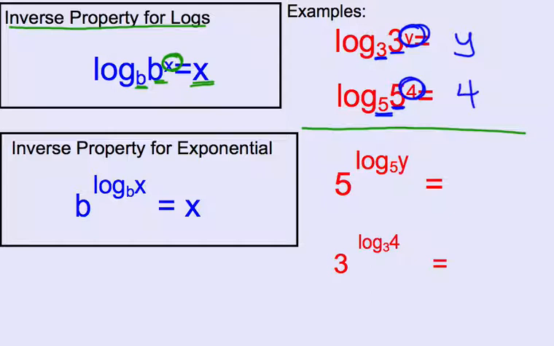All right, let's head down to the second property. It's when we have an exponential base raised to a logarithm of the same base. What happens is you're left with whatever this is, x. All right, so let's do a couple examples here. You have an exponential base 5, a logarithm base 5, but your final answer is just y. Second example, an exponential base 3, a logarithm base 3, then your final answer is 4.